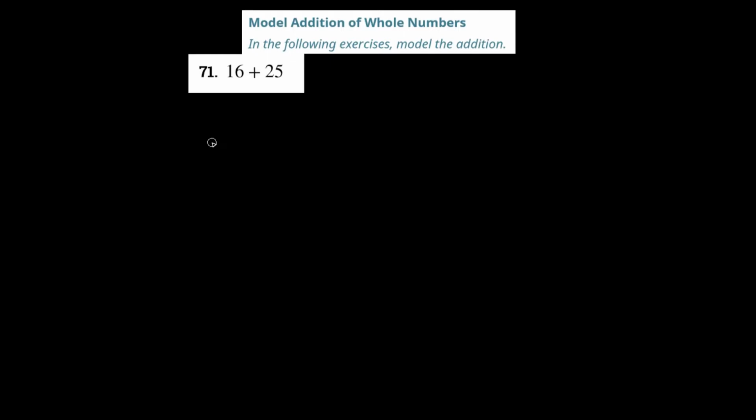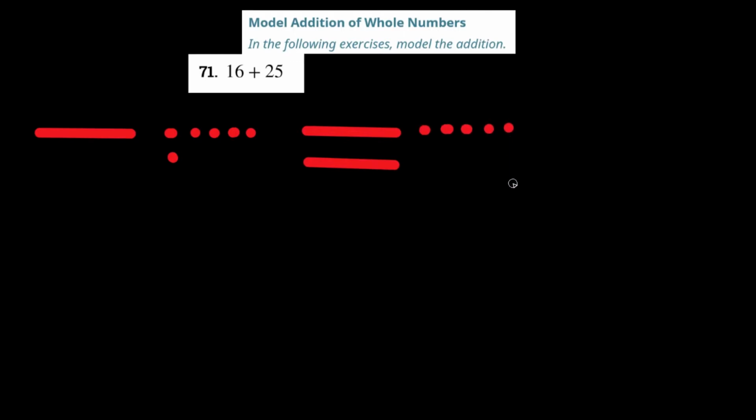We'll do the same thing for this problem. We want to model 16 plus 25. Let's learn from our mistakes. So for this first one, 16, we'll do a rectangle or a line, and 6 ones: 1, 2, 3, 4, 5, 6. And then if we add 25, we can do 10, 20, and then 5 ones: 1, 2, 3, 4, 5.